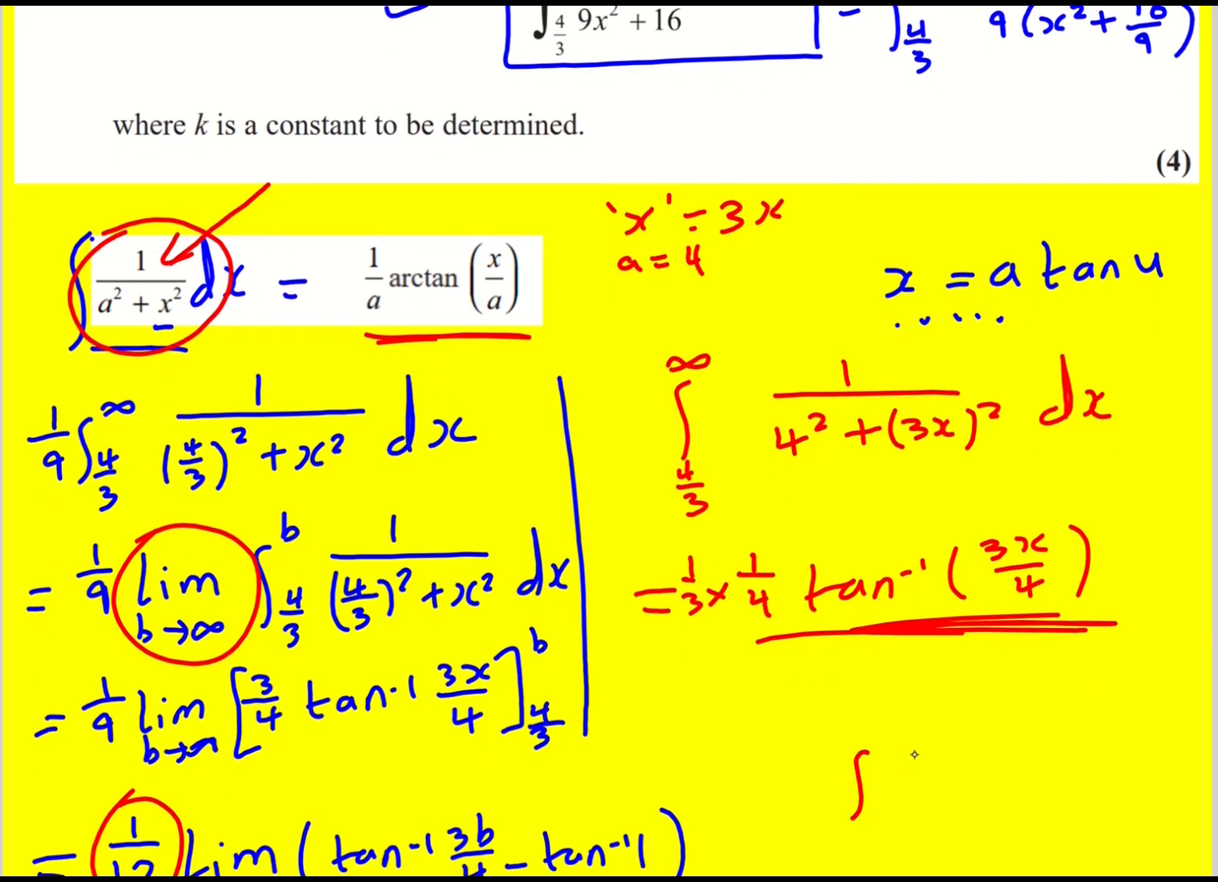Just in the same way that if you integrated (2x plus 1) to the 7, you would raise the power by 1 and divide by the new power. So we'd be dividing by 8. But then we also have to divide by 2, because when you differentiate it back using the chain rule, you would multiply by that 2. Same idea. So it's up to you which route you go.